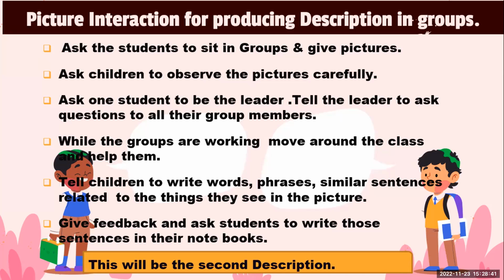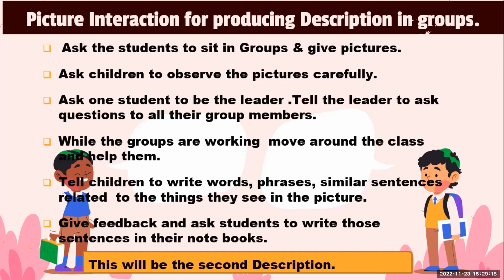And our major objective is that the children should be in a position to produce another description in groups. Okay, totally by the end of this picture interaction, we are expecting that the children should have 4 or 5 descriptions with them. So the first description is over in the I do activity. And now with the we do, let us see what we are going to do. Ask the students to sit in groups and do pictures.